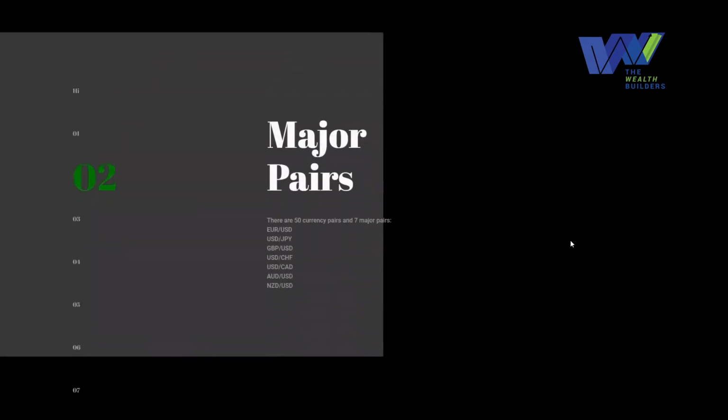There are 50 currency pairs, but there are 7 major pairs. And what makes a major pair is the fact that it contains the US dollar. And that's simply because the US dollar is the most traded currency within the Forex market.